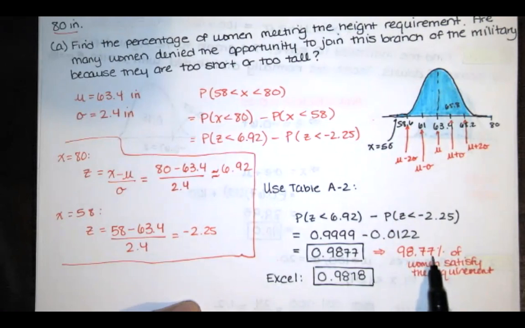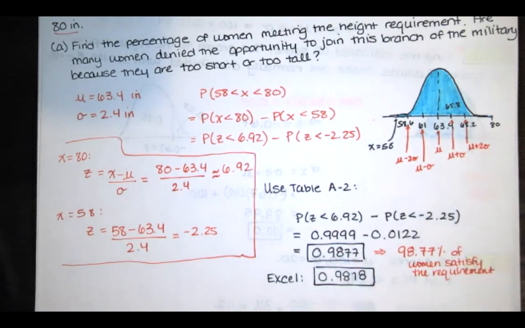And it's either 98.77% if we use the values from table A2, or it's 98.78% if we use the values from Excel, which are slightly more accurate. But notice the difference is only 0.0001. So that's 1/10,000th off. Not bad, not bad at all.